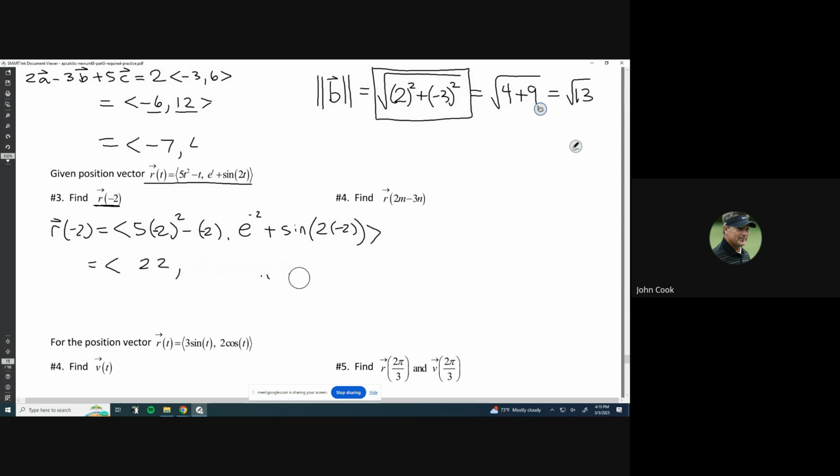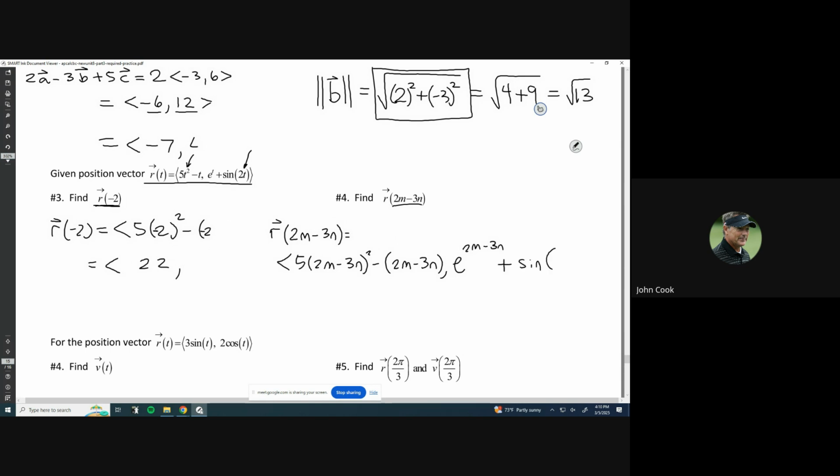Next, we got to find the position vector with this other wacky stuff in there. So we're just going to plug that in for t, wherever we see a t. So r of this vector, this vector at t equals 2m minus 3n, is going to be equal to, and then we just plug it in. So 5 times 2m minus 3n squared minus 2m minus 3n, comma, e to the 2m minus 3n plus the sine of 2 times 2m minus 3n.